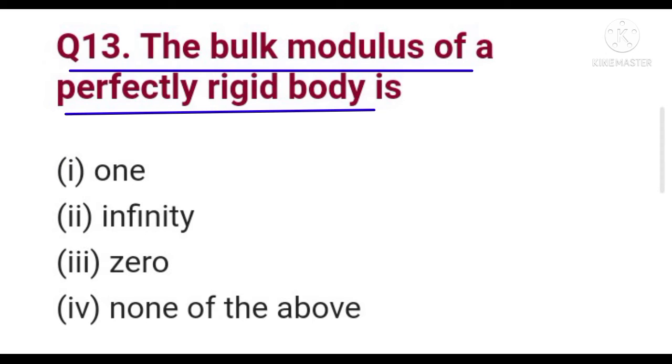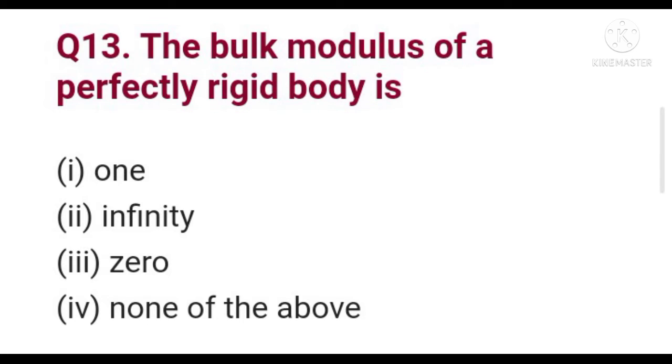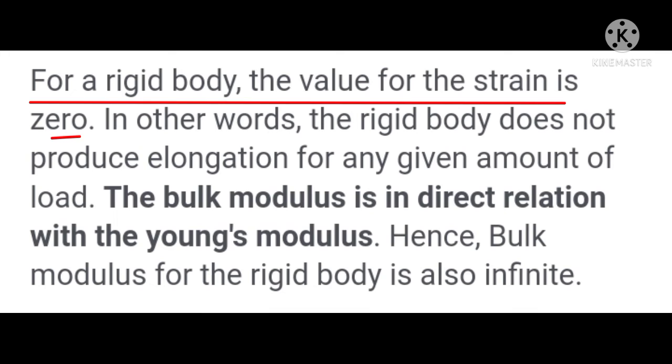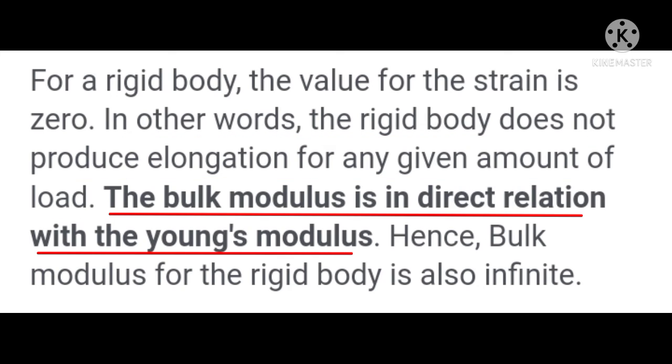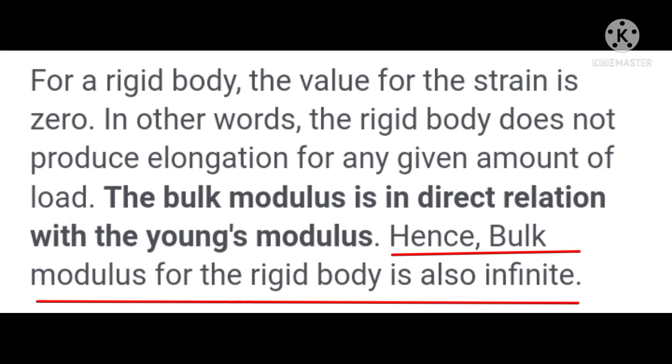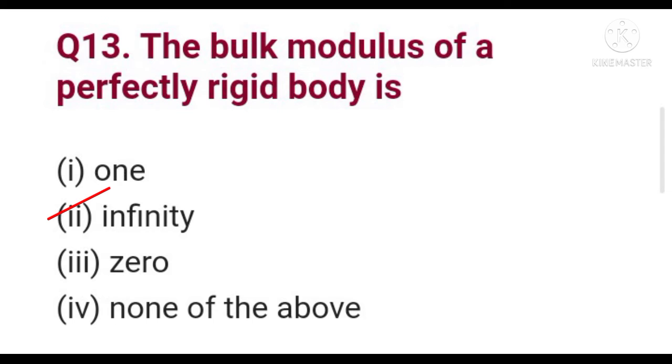Question number 13. The bulk modulus of a perfectly rigid body is: first option, 1; second option, infinity; third option, 0; fourth option, none of the above. We know that for a rigid body the value of the strain is 0. In other words, the rigid body does not produce elongation for any given amount of load. The bulk modulus is in direct relation with the Young's modulus. Hence, bulk modulus for the rigid body is also infinite. Second option is the correct option. The bulk modulus of a perfectly rigid body is infinity.